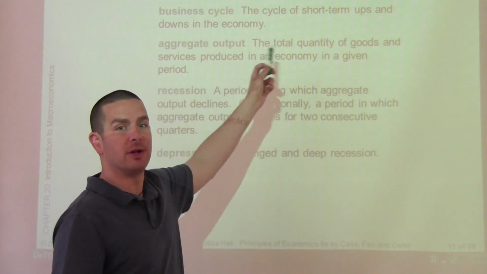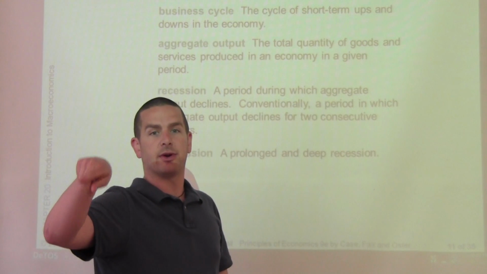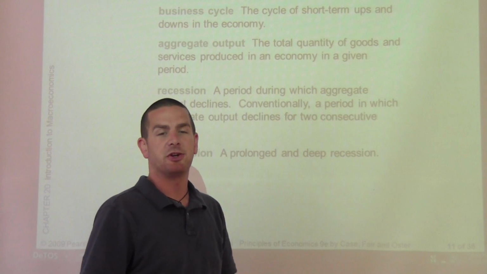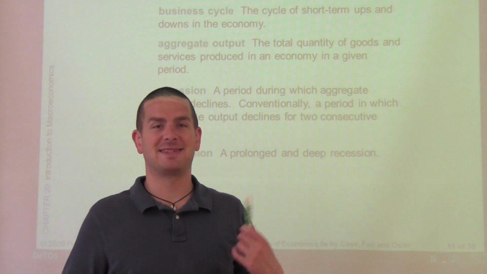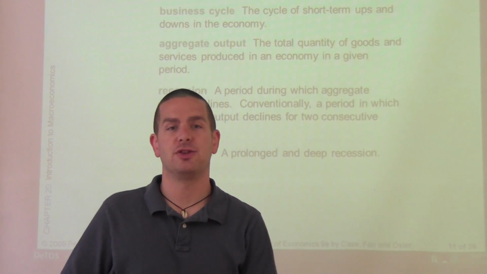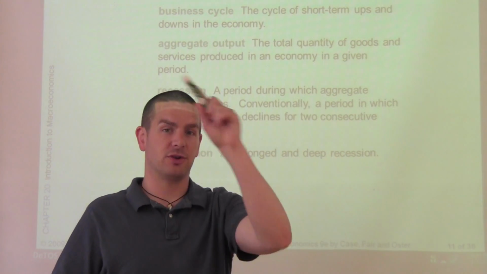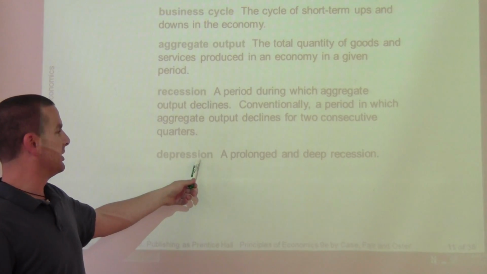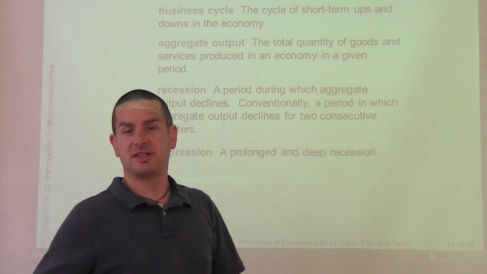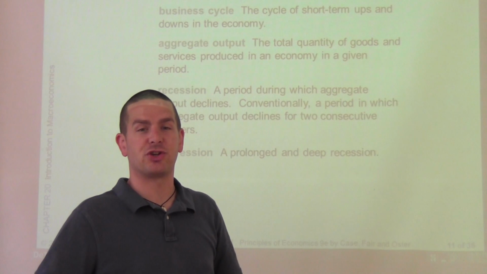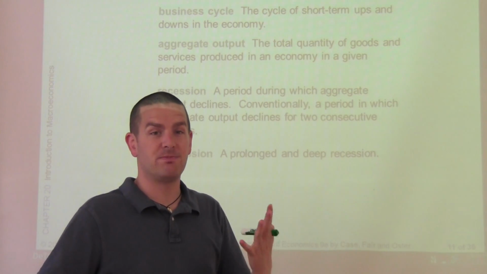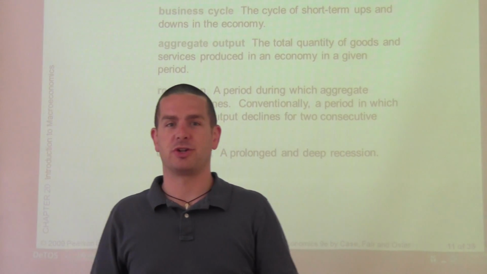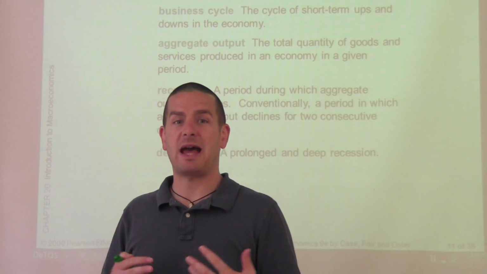So if your aggregate output goes down from January to March, and then again from March to June, if it goes down, then you're in a recession, right? If you're making less stuff in July than you were in January, then you're in a recession, okay? A depression is simply a prolonged and deep recession. So a depression is a really bad recession. I would make the argument now that we are currently in a depression, right? You usually bounce back from recessions.